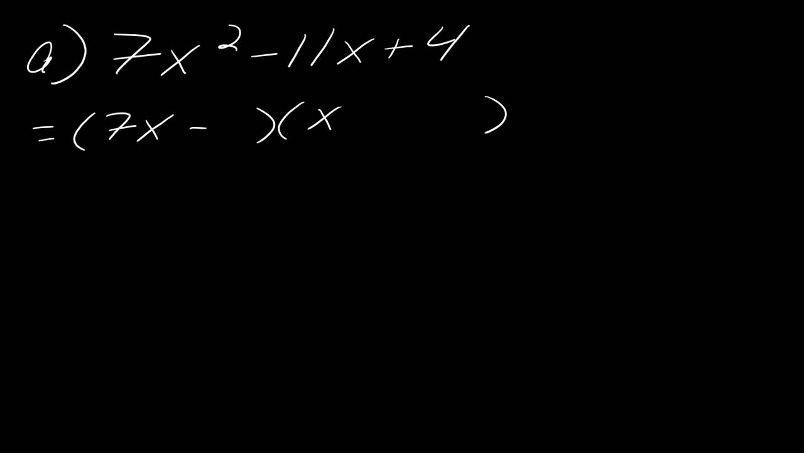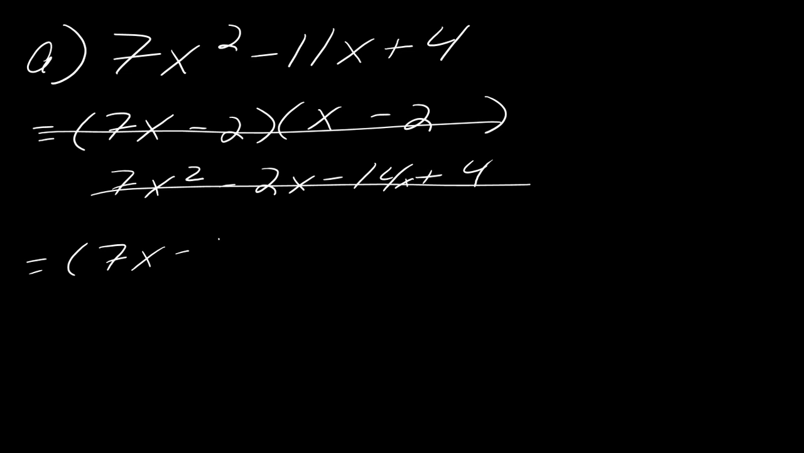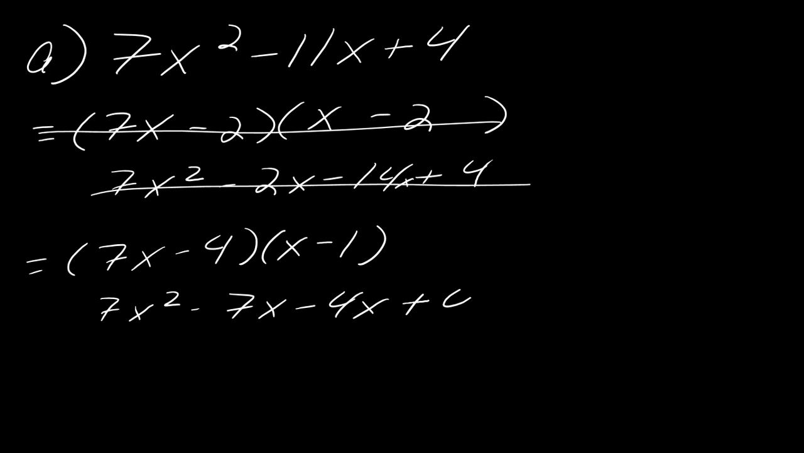And then maybe I think, okay, I'm going to use minus 2 and minus 2. So what does this do for us? This gives us 7x squared minus 2x minus 14x plus 4. So you can see from here, this is going to give us negative 16, so that's still a little too big. So this guess won't work either, so I'll cross that out. So the only other guess that would work then would be 7x minus 4 and x minus 1. So let's see, does this work? This gives me 7x squared minus 7x minus 4x plus 4. And that does work. So that will give me 11x. So here's my answer. I'm just going to write this to the side.